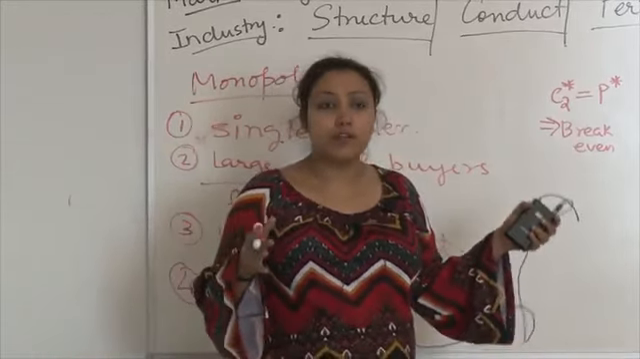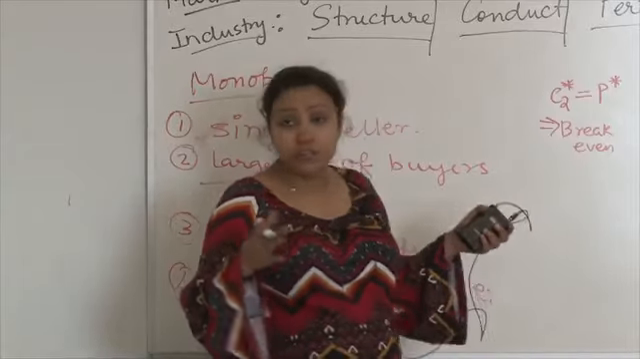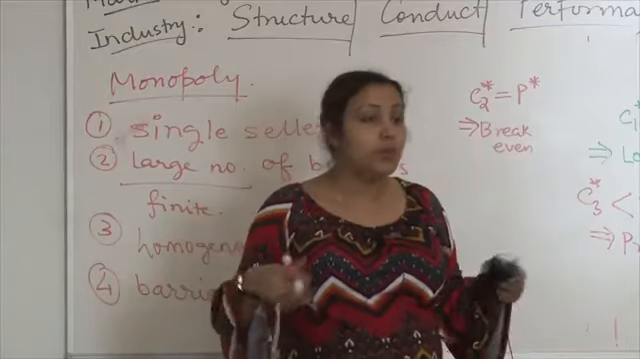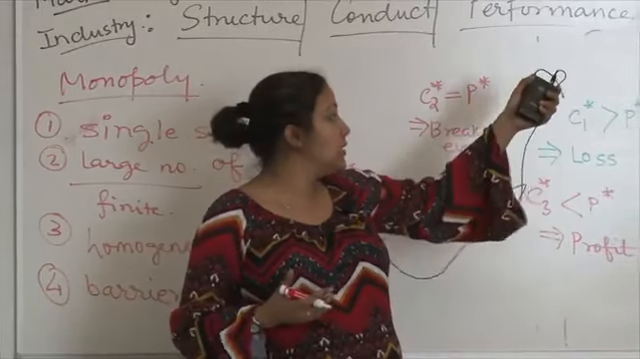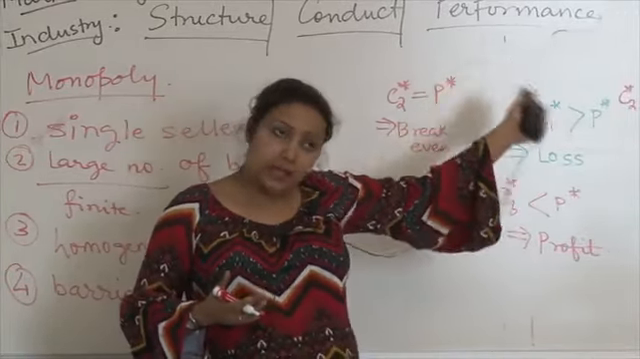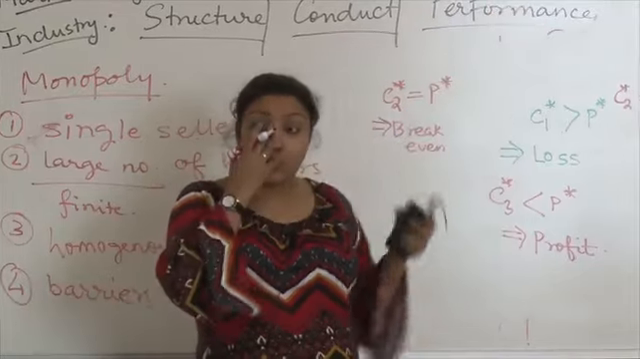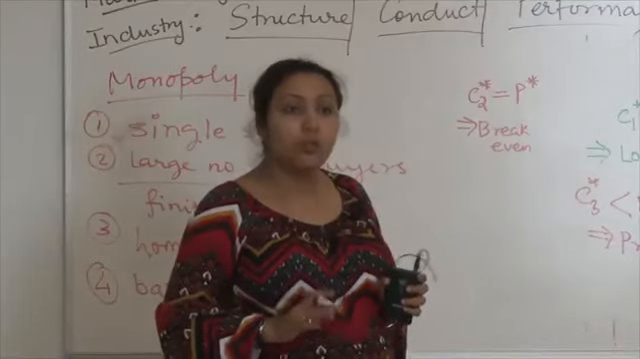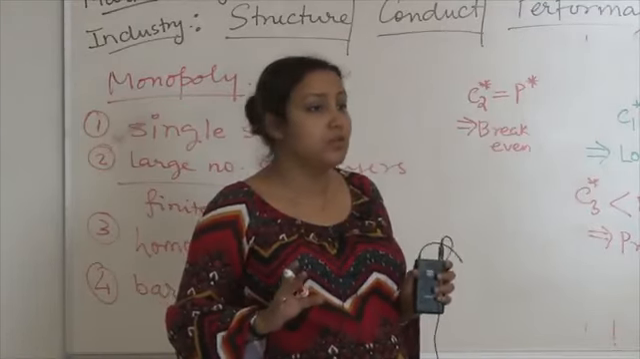He will make profit if his ATC curve looks like ATC 3, that is between the demand curve and marginal revenue curve. He will make a loss if his ATC is like ATC 1, lying above the demand curve, and he will break even if it is something like ATC 2, where his cost is exactly equal to P star.